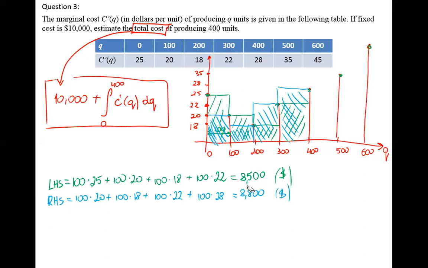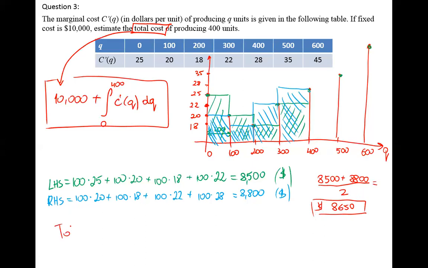Okay, they are almost the same, but we can try to take the average. 8,500 plus 8,800. Add together and divide by 2. It's 800 and 500, it's 13 divided by 2, 650. That we will have $8,650. Yeah, again, I'm trying to do it without the calculator. And that's what we can say.